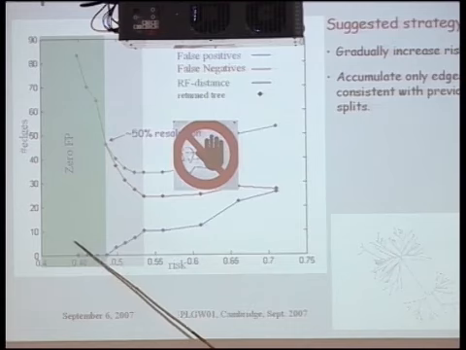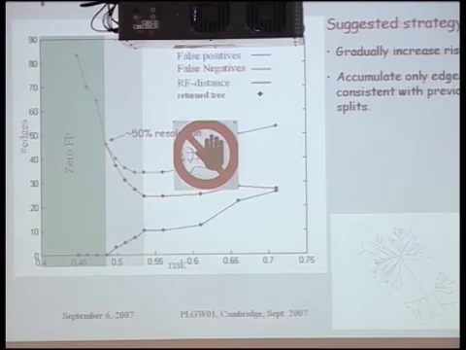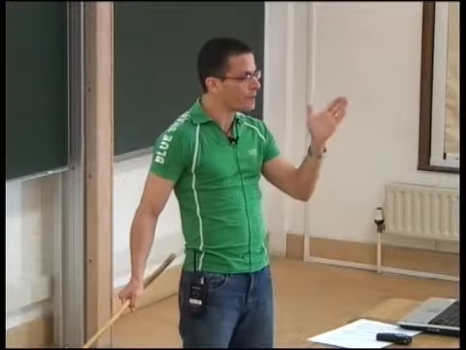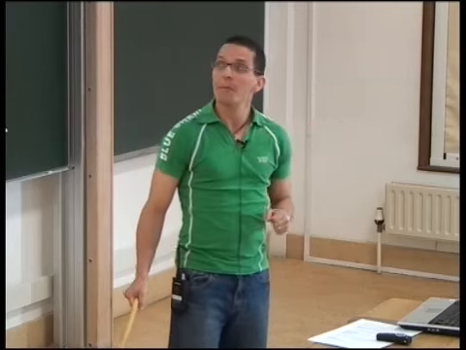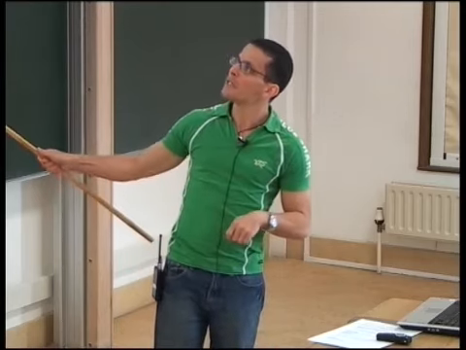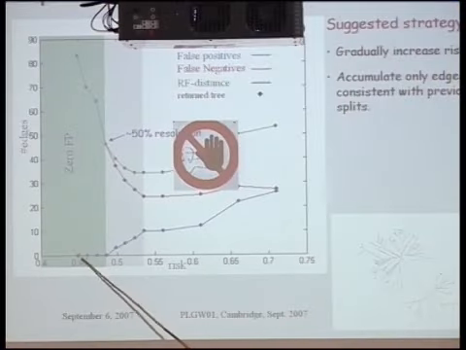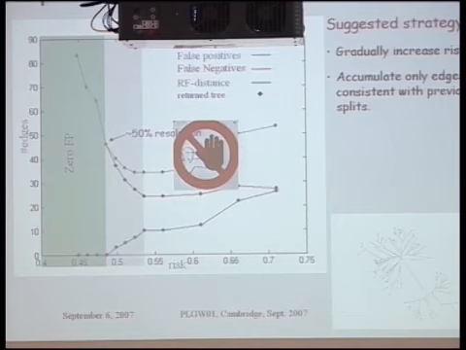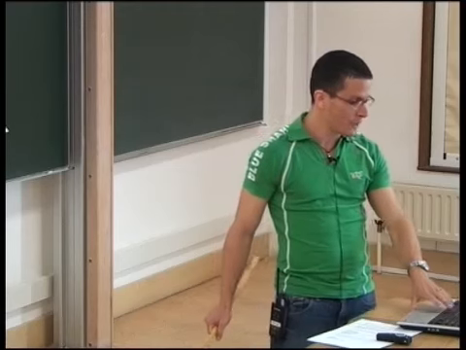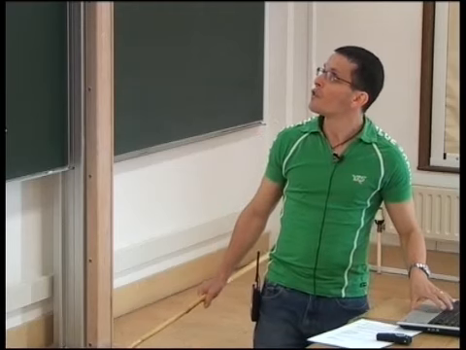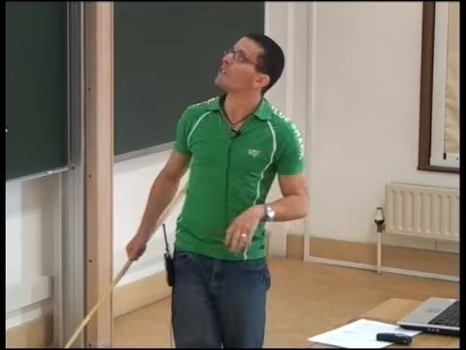And we know that there is zero false positive somewhere here on the left. So we want to put more confidence in the edges we get in the beginning, and only add the edges which are consistent with what we already have. We only accumulate edges which are consistent with our previous hypothesis.